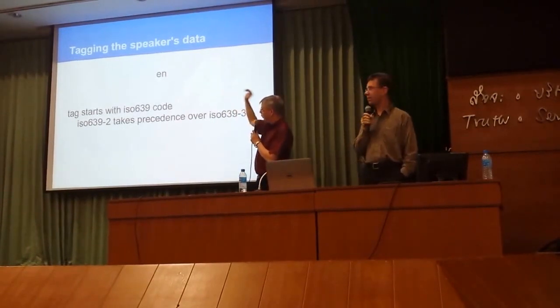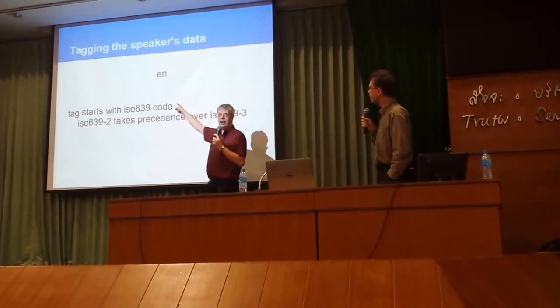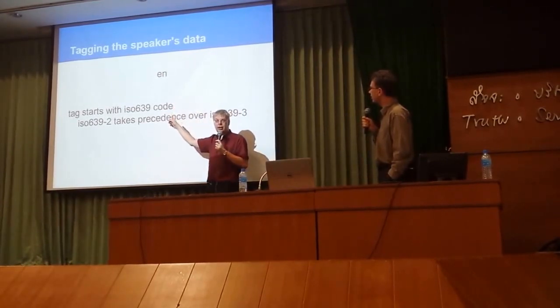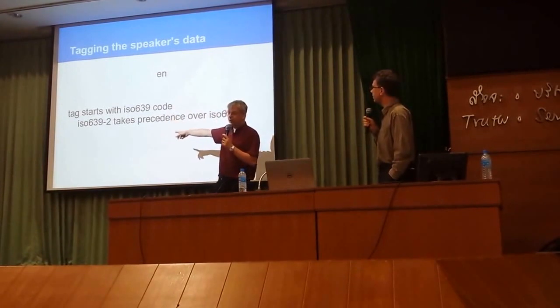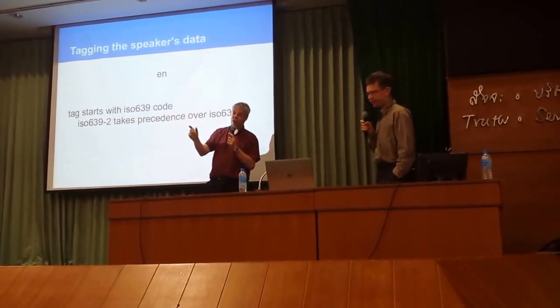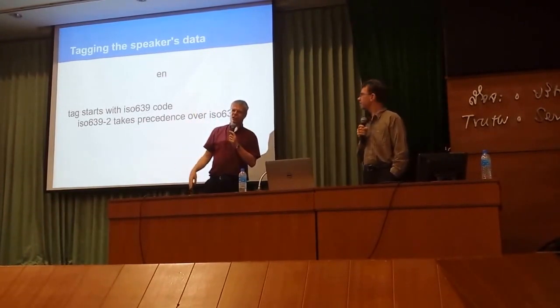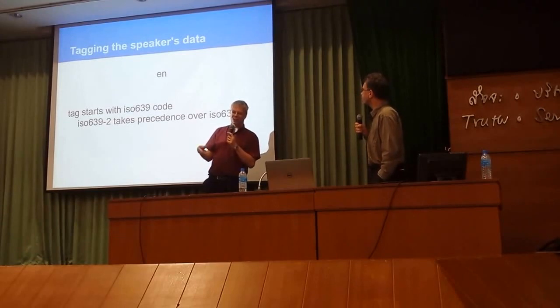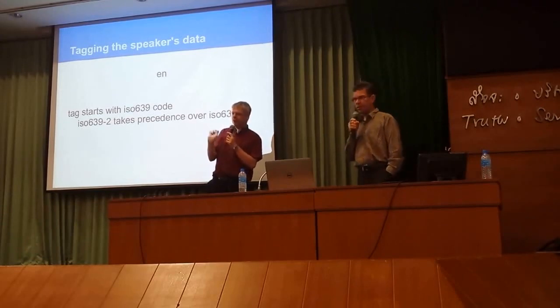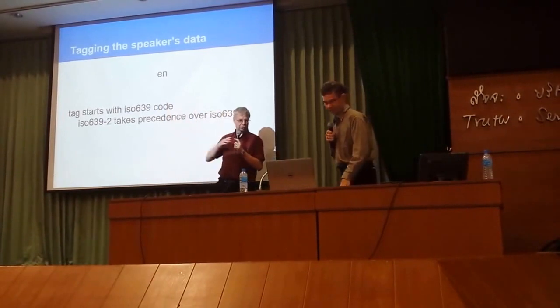The tag starts with an ISO 639 code, and you'll notice it's only got 2 letters. It's not ISO 639-3, it's ISO 639-2, because -2 takes precedence over -3. So if there's a 2-letter code, you use the 2-letter code, not the 3-letter code. See, it's all designed to confuse you. Nothing straightforward. It's all little things to confuse you. Anyway, for English, you just have the 2-letter code, EN. Okay, you can press the arrow key too.